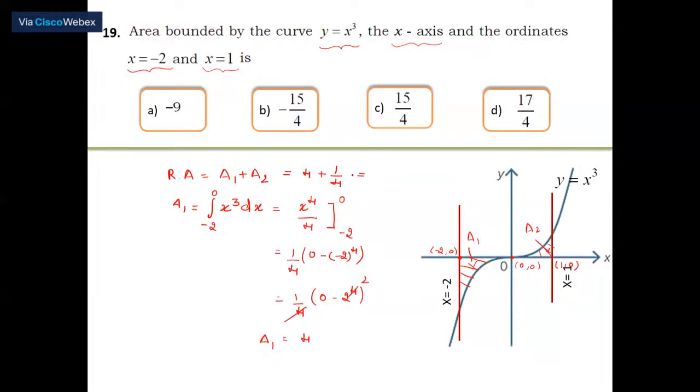So our final answer is 16 plus 1, that is 17 by 4. That's what the required area is. So the correct option is answer D. Very good, Murali. For this also I got the answer from your side.